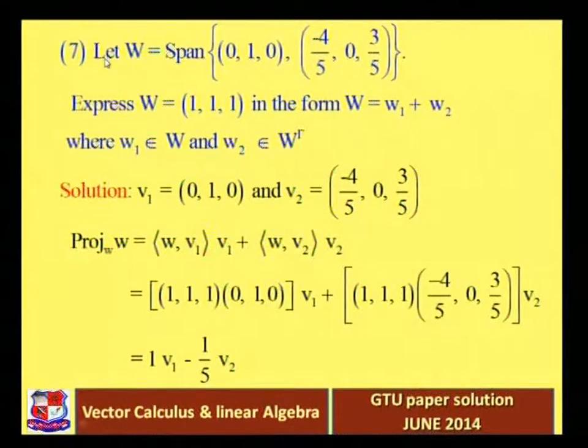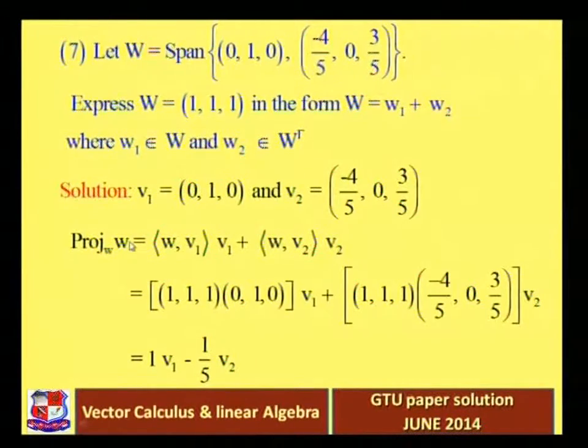next question, question 1. Let W be equal to the span of these two vectors, (0, 1, 0) and (-4/5, 0, 3/5). Express (1, 1, 1) in the form w = w1 + w2, where w1 belongs to W and w2 belongs to the orthogonal complement of W. So v1 is equal to (0, 1, 0) and v2 is equal to (-4/5, 0, 3/5).